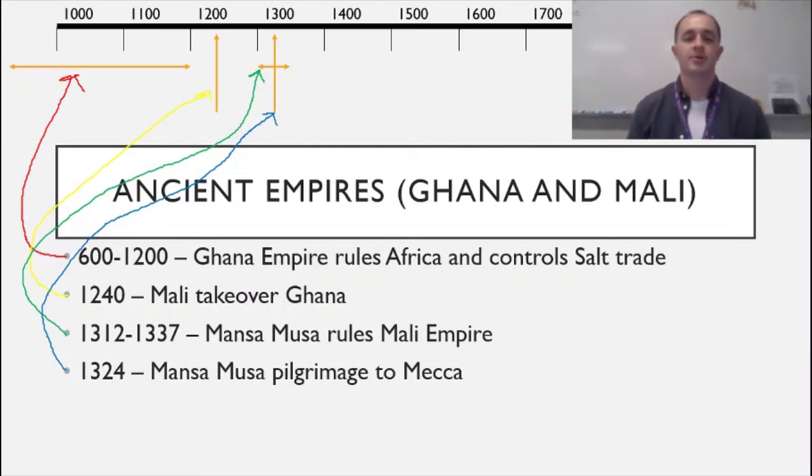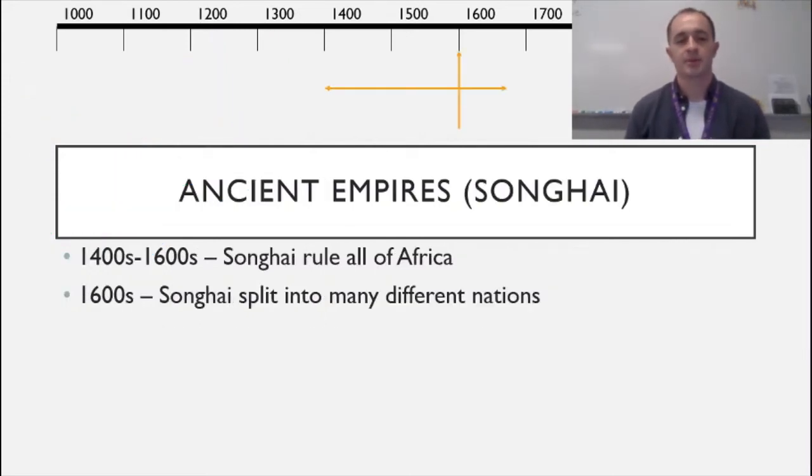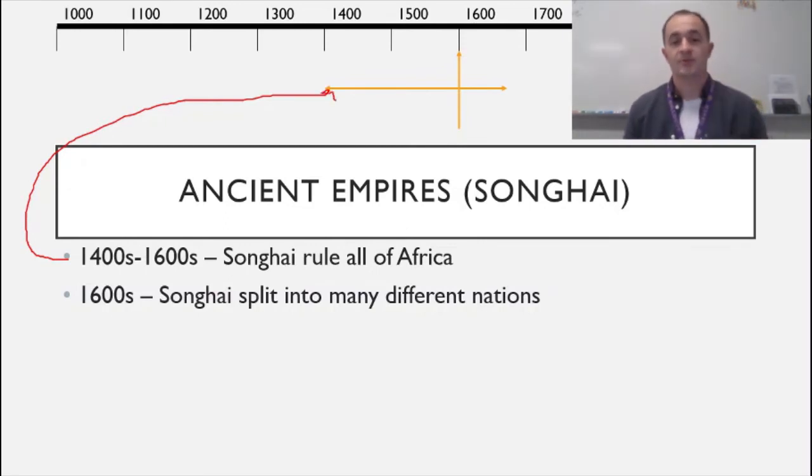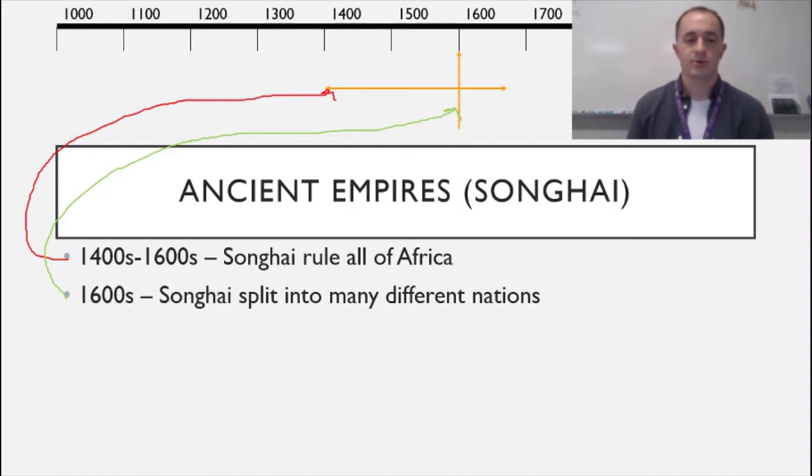So the Songhai Empire lasted for an incredibly long time, from the 1400s all the way into the 1600s. And around the 1600s, we see their split. So the Songhai split in the 1600s into many different nations or kingdoms and different areas. So they lasted a long time. They even, we're going to see in a second, lasted after European contact. So the Europeans made contact and started trading with the African kingdoms, and the main one that they traded with was the Songhai.